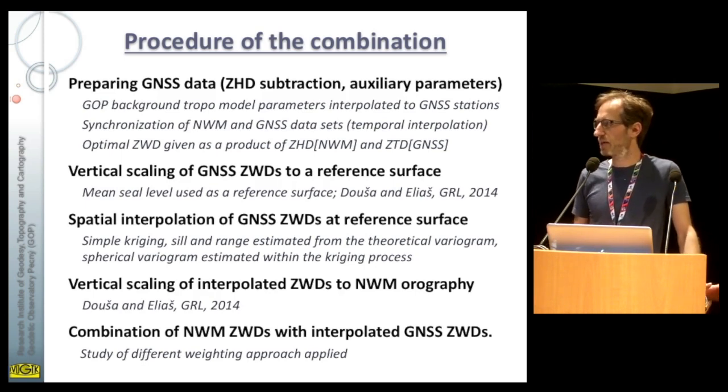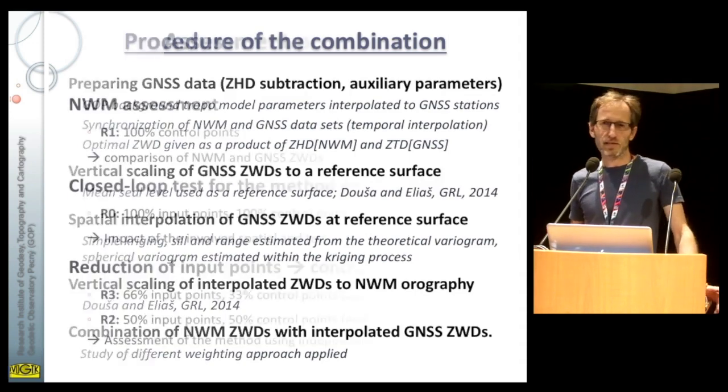And optionally, if we have now two sources of the zenith wet delay, from the original numerical weather model, so our first layer model, and then additionally from the GNSS, we can play around with the combination of these, and these will be study cases which I will show you later on.